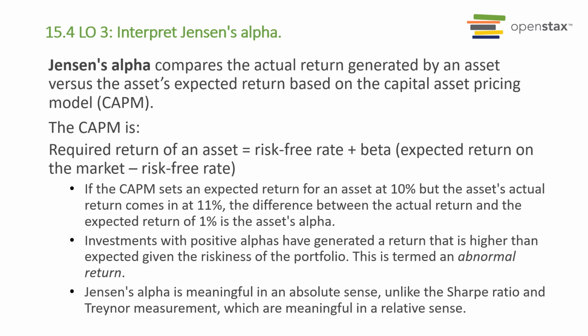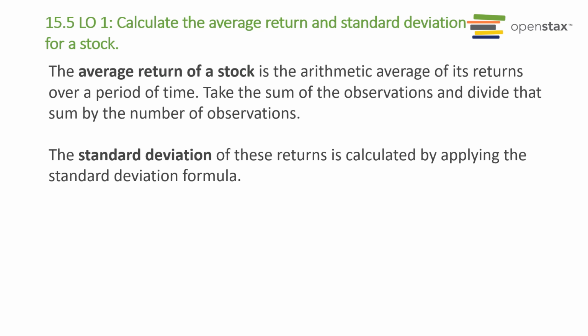Jensen's alpha is meaningful in an absolute sense, unlike the Sharpe and Treynor ratios, which are meaningful in a relative sense. Excel facilitates the calculation of rates of return and standard deviation. Excel also can be used to calculate a stock's beta by using a linear regression of changes in the stock's rate of return as the dependent variable versus changes in the market's rate of return as the independent variable. The slope coefficient, or the beta in the resulting equation, measures this responsiveness.